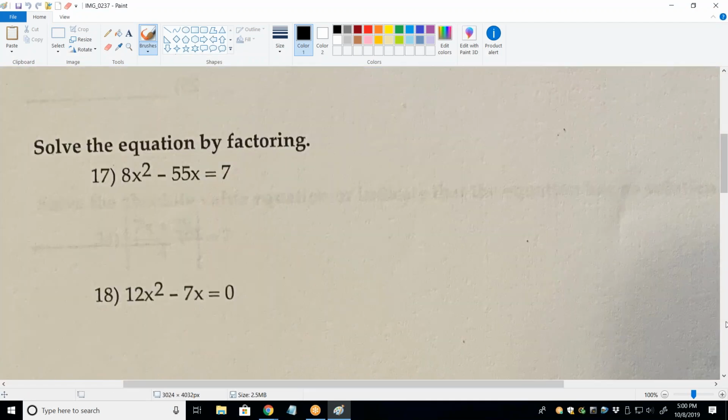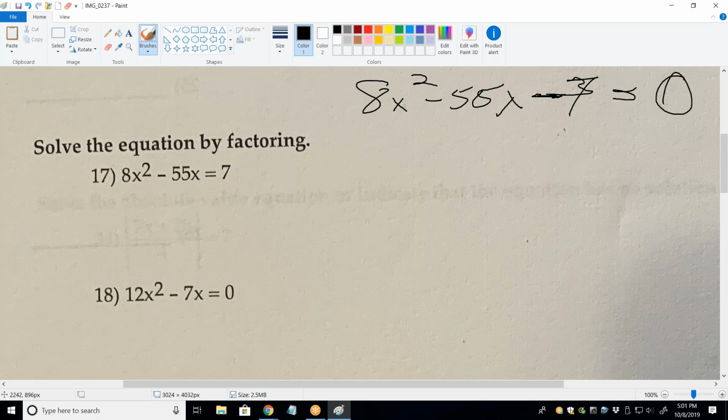All right. Solve the equation by factoring. Well, let me try just writing on their thing. It seemed to work a little bit better. So what's the next line? It would be 8x squared minus 55x minus 7 equals 0. Okay. Can't take out a greatest common factor, so we're going to have to live with that big number 8.